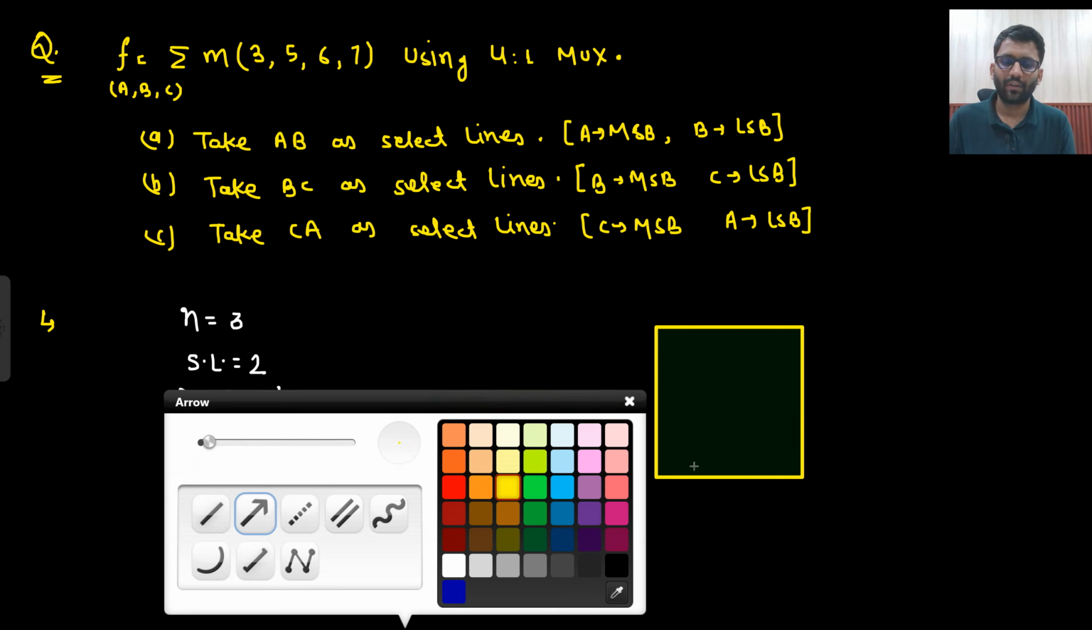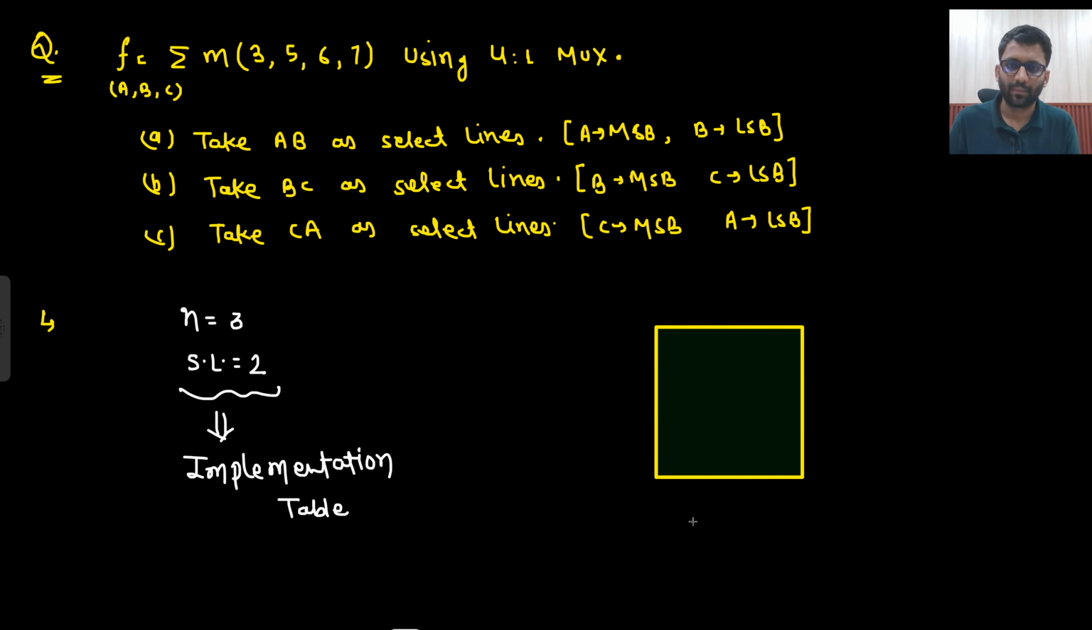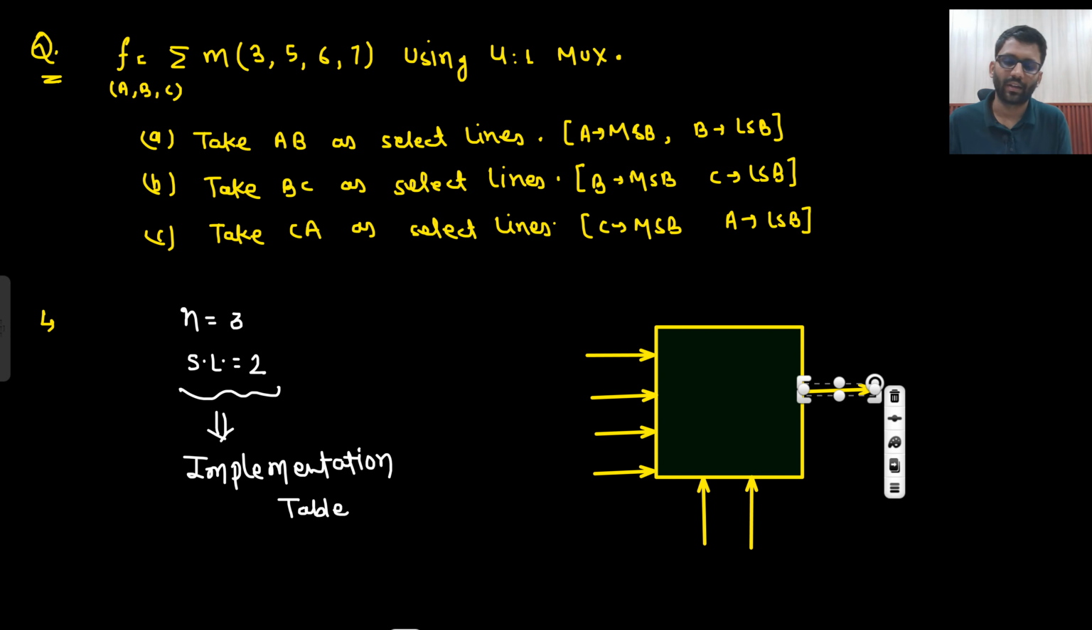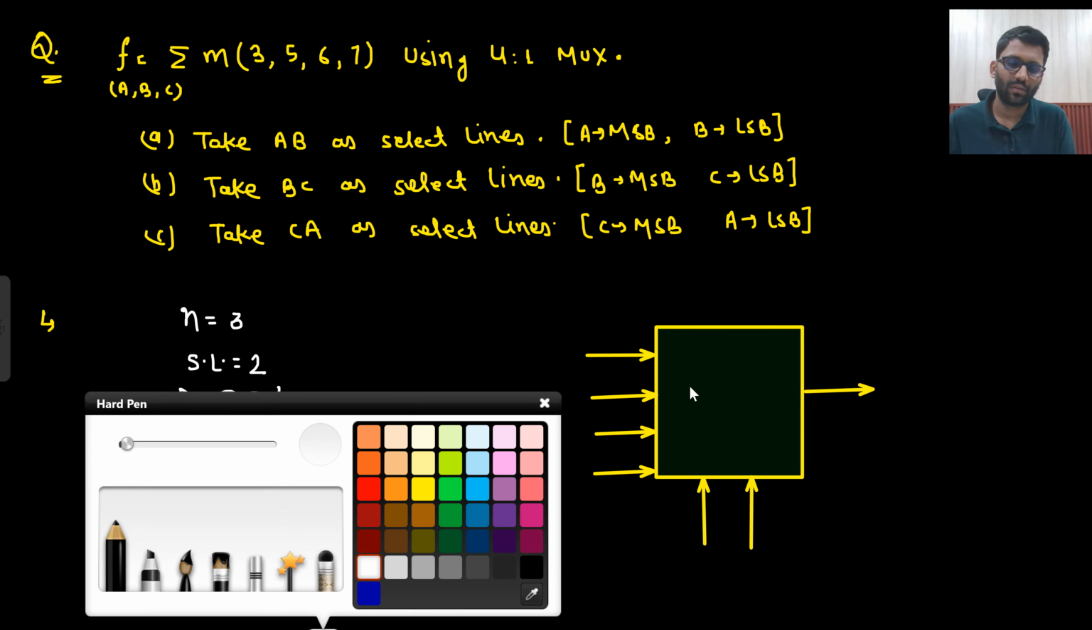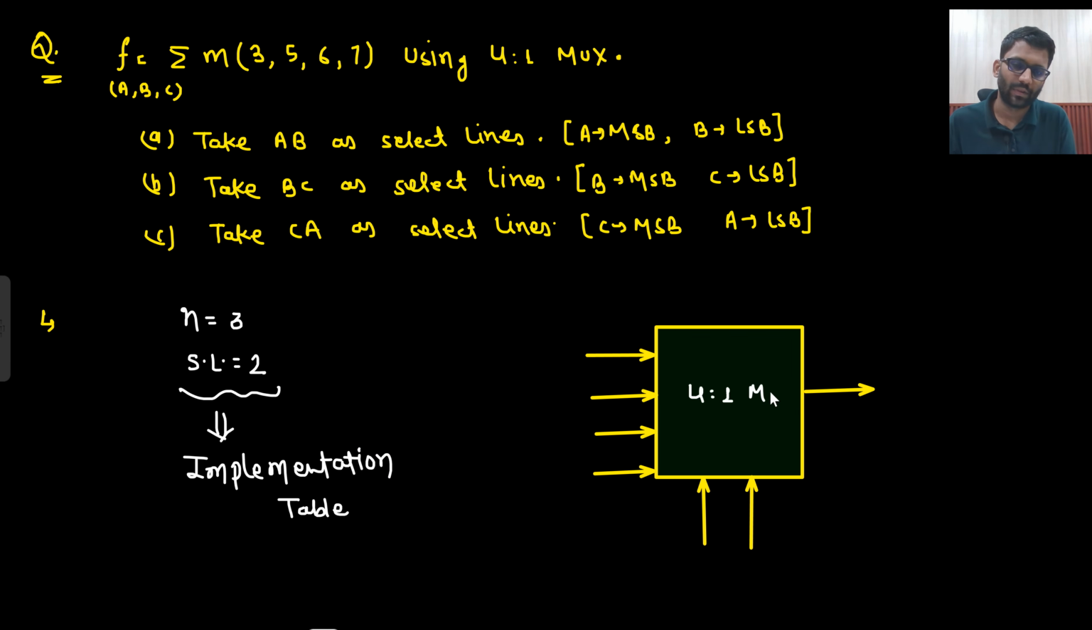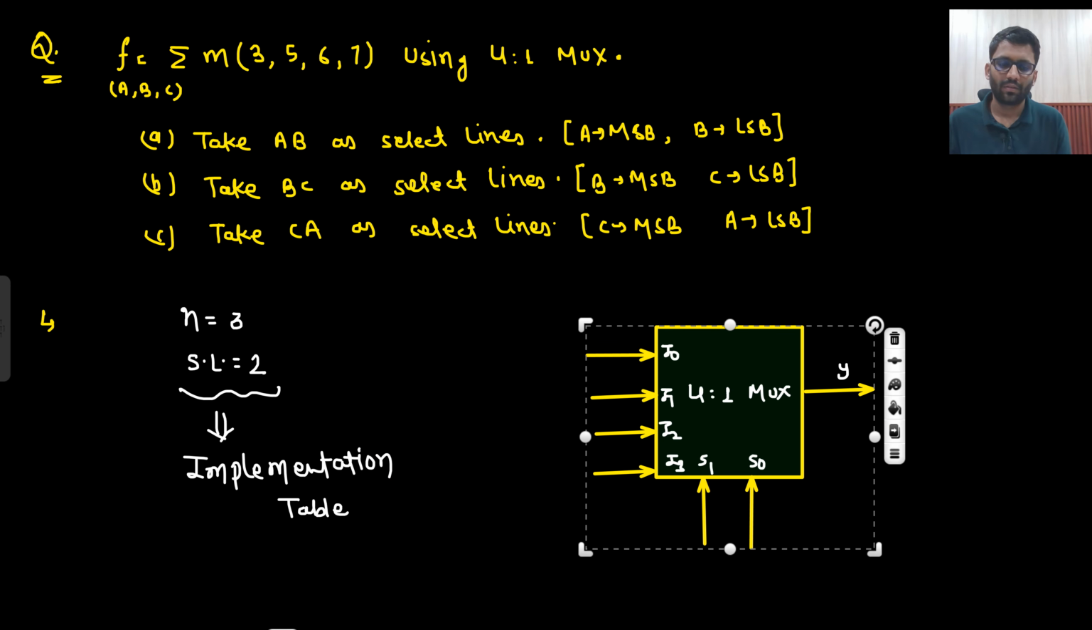Now you need to make the implementation table. So I will just make a rough 4 cross 1 MUX. These will be the select lines and these will be the inputs. Inputs will be 4: I0, I1, I2, I3, and there will be one output. We will be using this 4 cross 1 MUX again and again. Select lines are S1, S0, and this is your output Y. So let's see the first question.